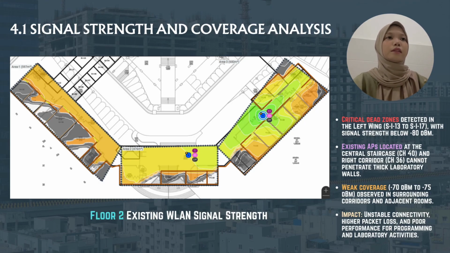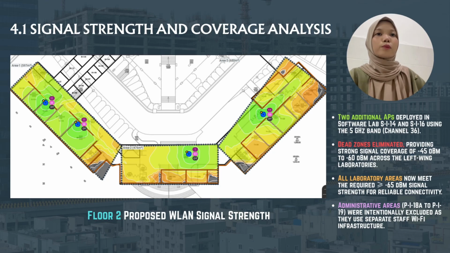So this is floor 2, existing wireless LAN signal strength. Critical dead zone detected in the left wing SL13 to SL17 with signal strength below minus 80 dBm, and existing APs located at the central staircase and right corridor cannot penetrate thick lab walls. Weak coverage observed in surrounding corridor and adjacent room. The impact is unstable connectivity, higher packet loss, and poor performance for program and lab activities.